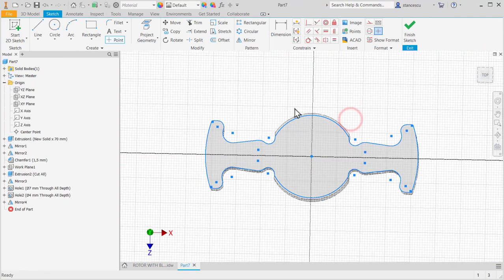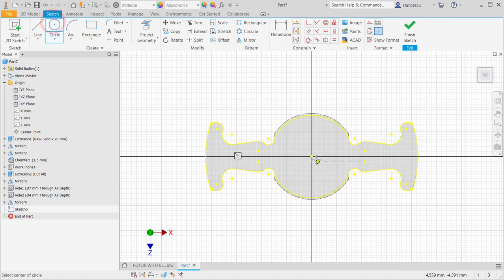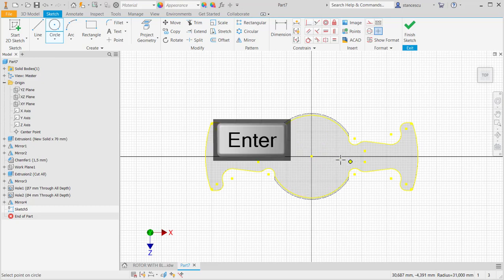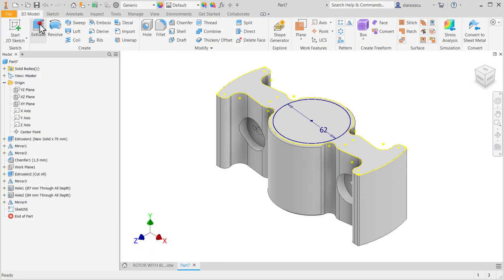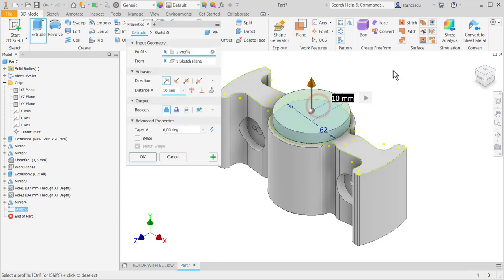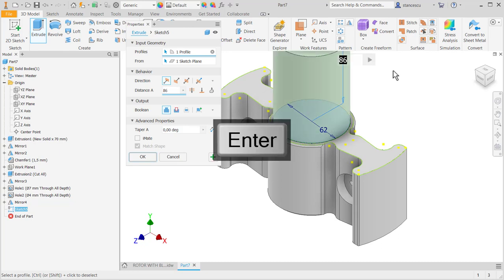The first is a circle with a diameter of 62, as I said, and extrusion with 86 height. 86. Okay.